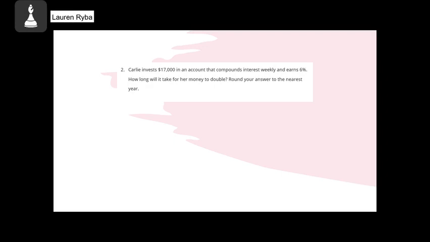Number 2, Carly invests $17,000 in an account that compounds interest weekly and earns 6%. How long will it take for her money to double? All right. Well, if she has 17,000 currently, double that is $34,000. So the amount in the account will be 34,000. She currently has 17,000. 1 plus the rate is 6%, so 0.06. Now this is weekly, and weekly we use 52. There are 52 weeks in a year, and my power is going to be 52t. So whatever's dividing by your rate here is immediately what is put into your exponent as well.